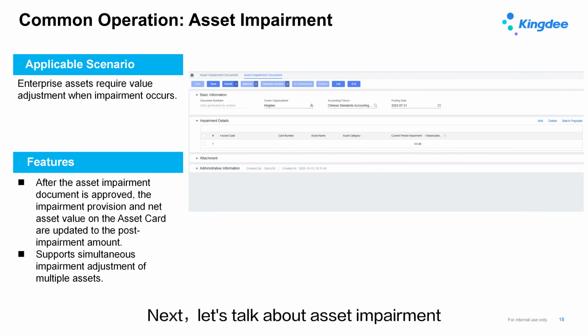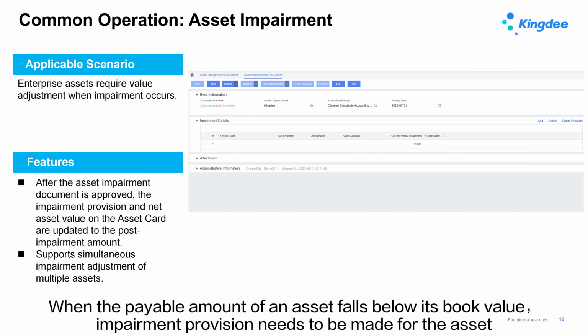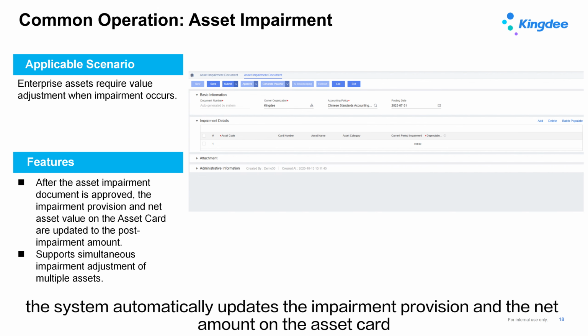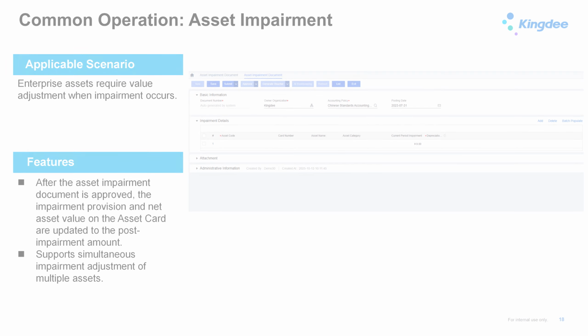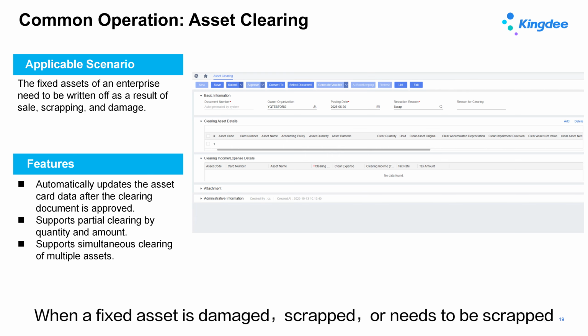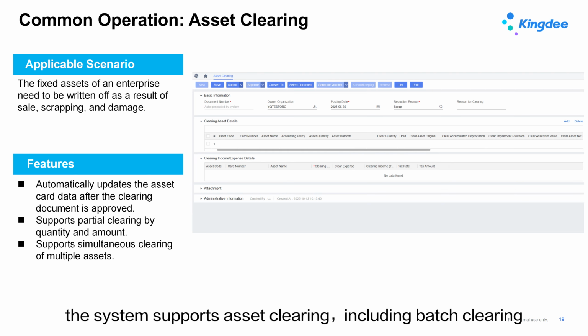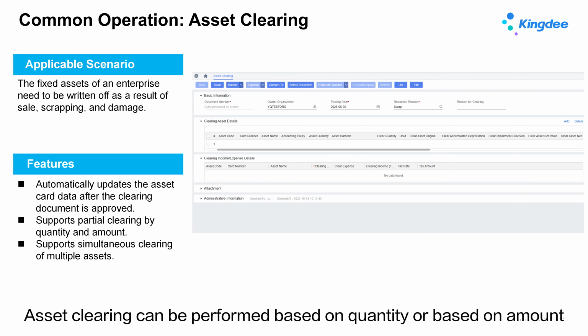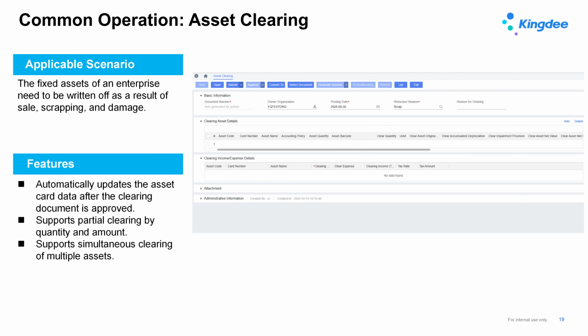Next, let's talk about asset impairment. When the payable amount of an asset falls below its book value, impairment provision needs to be made for the asset. After the impairment document is approved, the system automatically updates the impairment provision and the net amount on the asset card. When a fixed asset is damaged, scrapped, or needs to be scrapped, the system supports asset clearing, including batch clearing. Asset clearing can be performed based on quantity or based on amount.